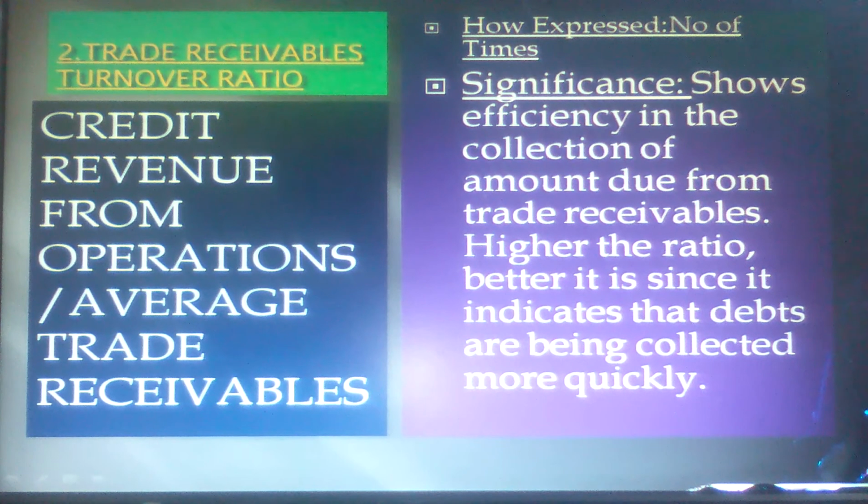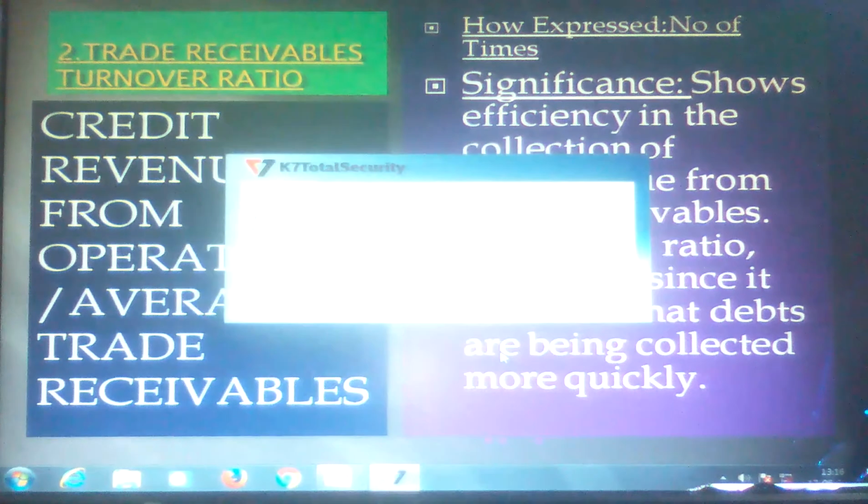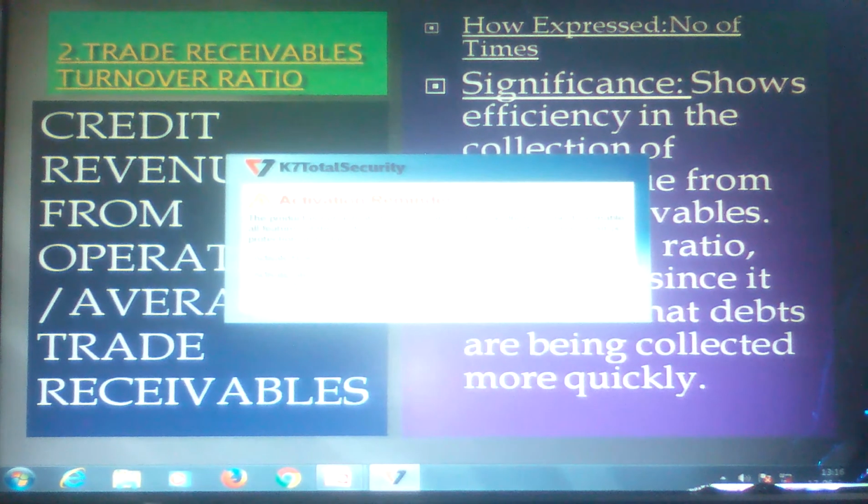Here the significance shows efficiency in the collection of amounts due from trade receivables. So the higher the ratio, the better it is, since it indicates that debts are being collected more quickly. Correct. So we are giving a shorter credit period to our customers, like 15 days or 30 days, and we will quickly get our money easily.